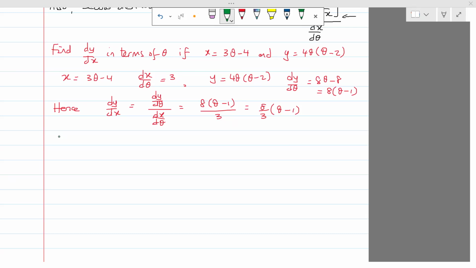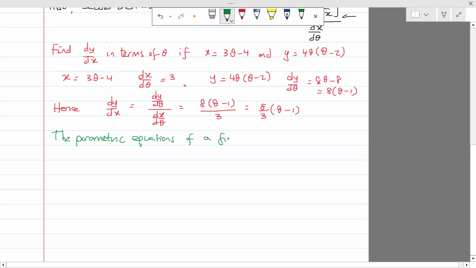Okay, so now let's look at another example. The parametric equations of a function are given by y equals 4 cos of 3t, x becomes 3 sine of 2t. You are required to find dy by dx and d2y by dx2.